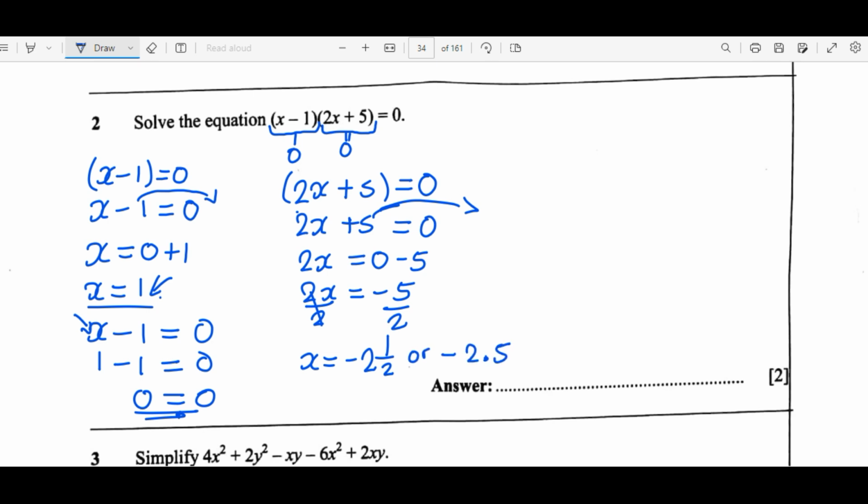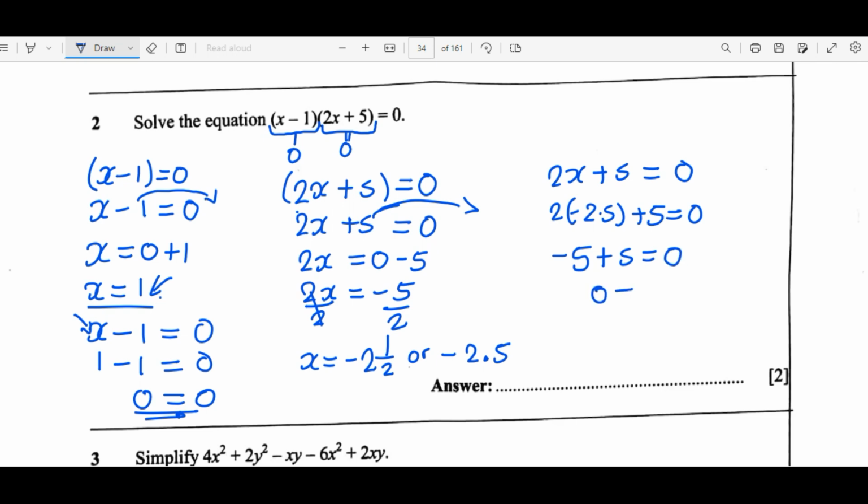-2.5. So if we try to prove this, can it work? Yes, it can. We have 2x + 5 is equal to 0. Where there is x, we put -2.5, so 2 times -2.5 will give us -5, plus 5 must be equal to 0. So -5 + 5 is 0. So this is what the question simply means.